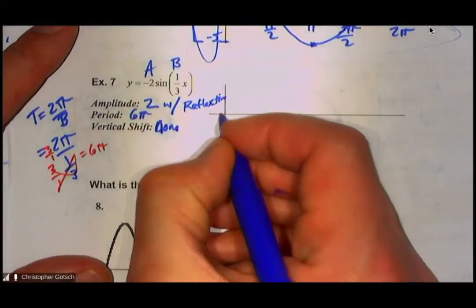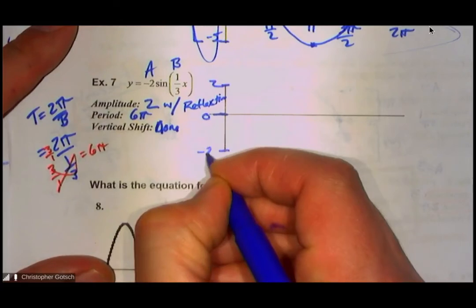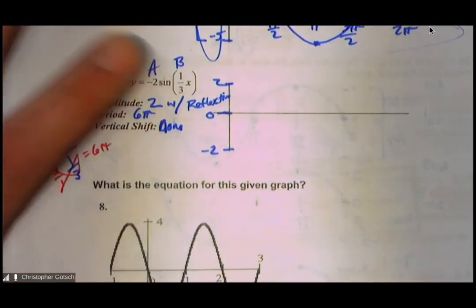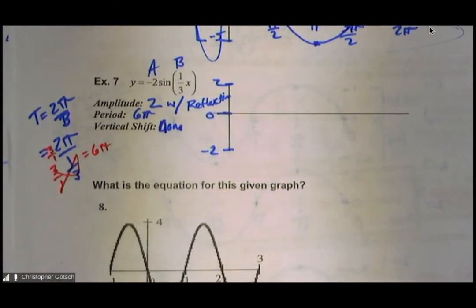So this thing is starting at 0. My amplitude is 2, so 2 and negative 2. Also be careful, guys. This is sine, not cosine. So where we start is going to be different.